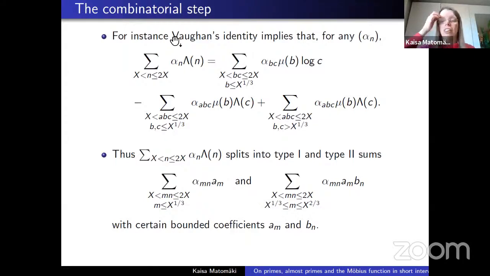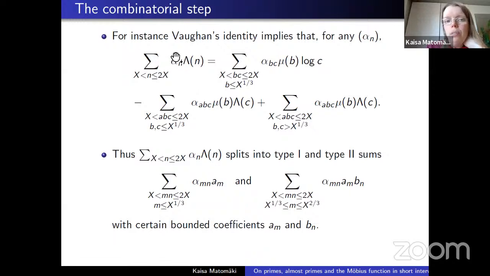We call them type 1 and type 2 sums. We call a sum a type 1 sum if it has a shape like this, where we look at the products of m and n, and we have this alpha m n as before, but we have a_m instead of one Monod n. This has the advantage that this doesn't depend on the long variable n anymore. So m is at most x to 1 over 3. We have this a_m here, and we have alpha mn, but there is no b_n appearing here.